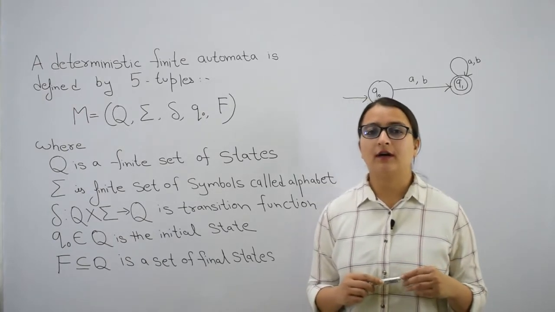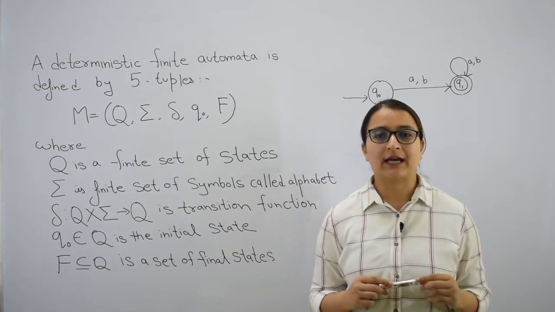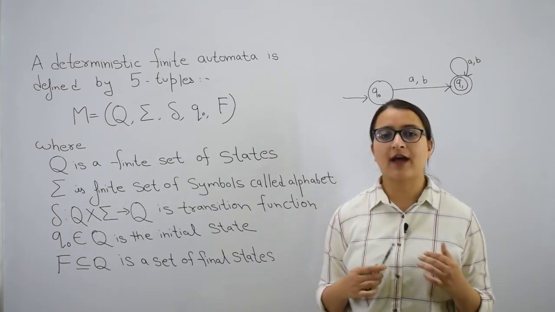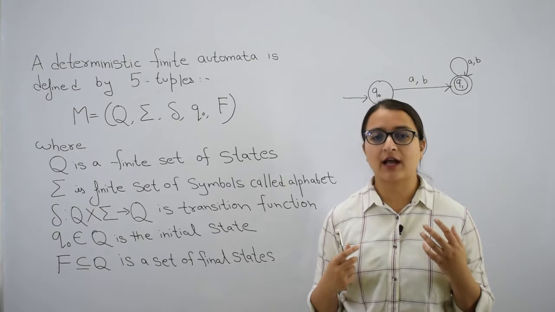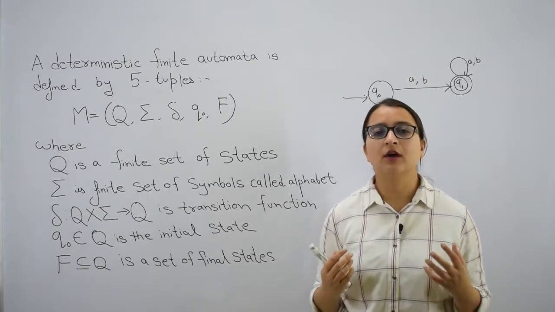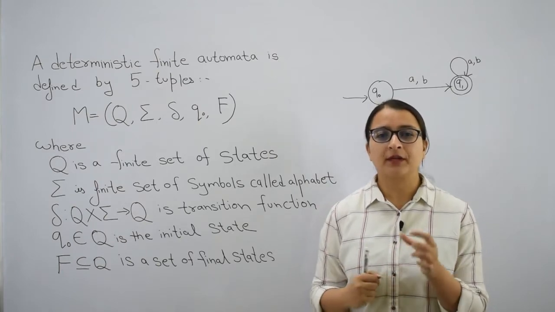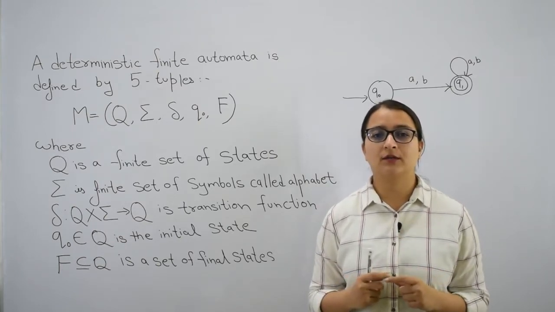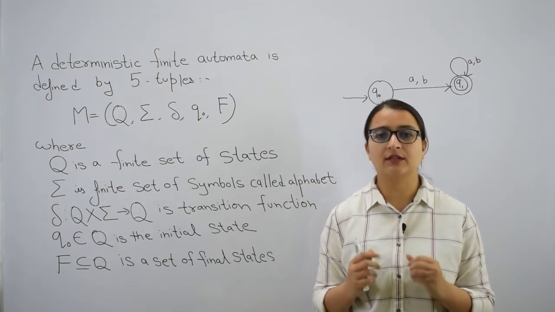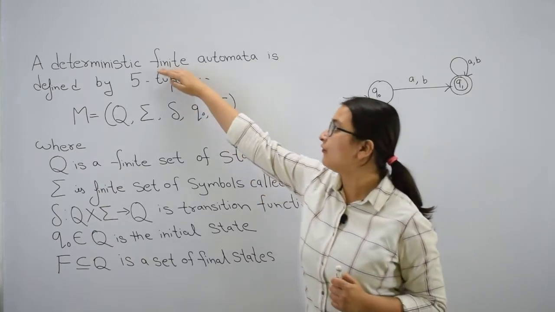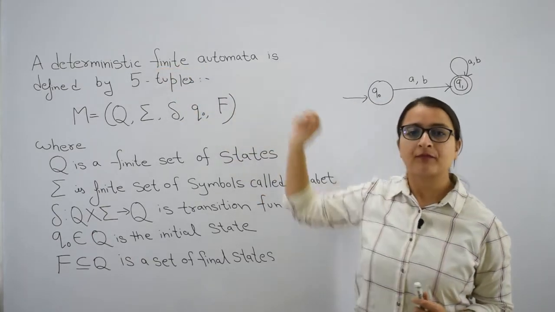Okay, so as we already know, this subject is the study of abstract machines, or theoretical models of machines, that can be used to perform computations. The first kind of machine which we are going to discuss now is called finite automata.